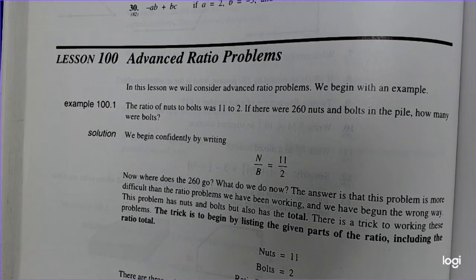Pre-algebra lesson 100, advanced ratio problems. So the way advanced ratio problems work is very similar to our old rate problems. If you remember our rate problems, we'd have to write the two rates for the problem and then figure out which rate we were going to use when we solve the problem. And that's how advanced ratio problems work.